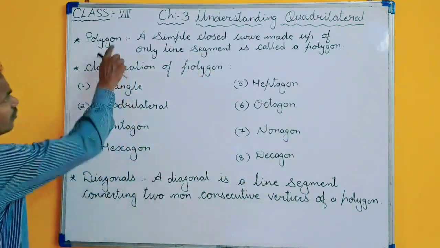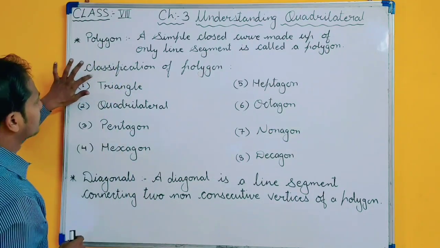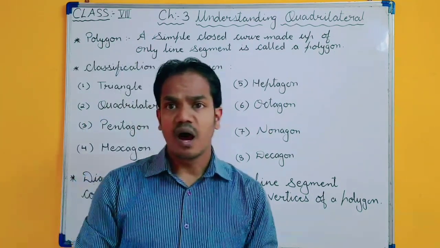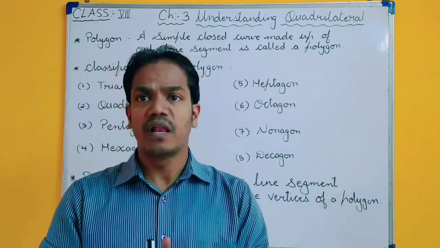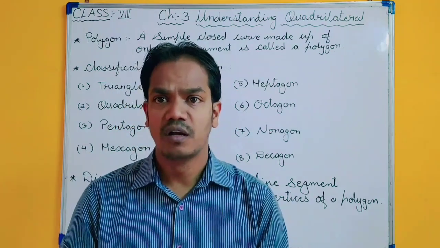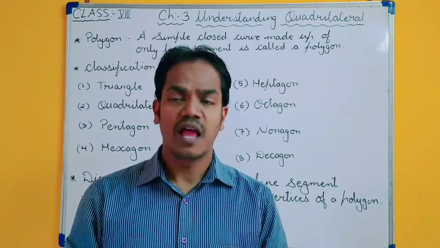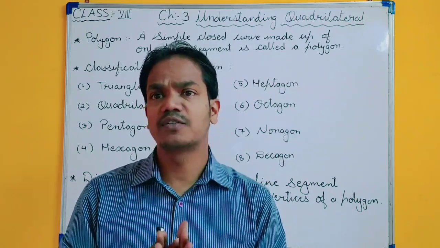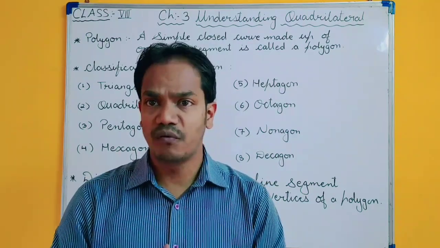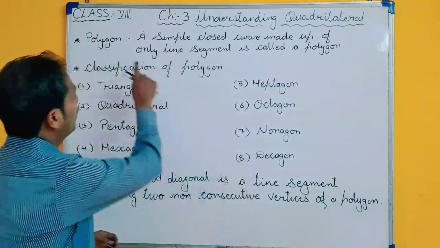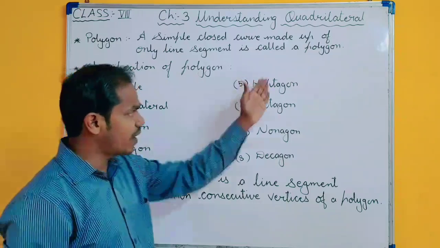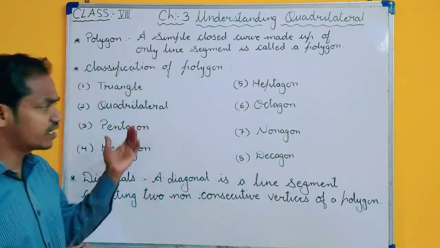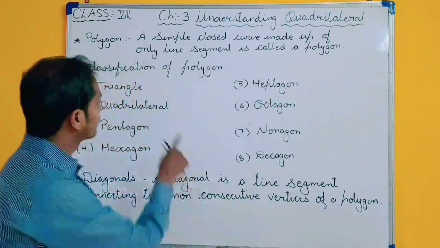Now, first your part is polygon. What is a polygon? Any closed figure made up of line segments is called a polygon. Any figure, any number of sides, but it must be made up of line segments, that is called a polygon. Now the classification of polygons, which you have already learned in your previous classes.